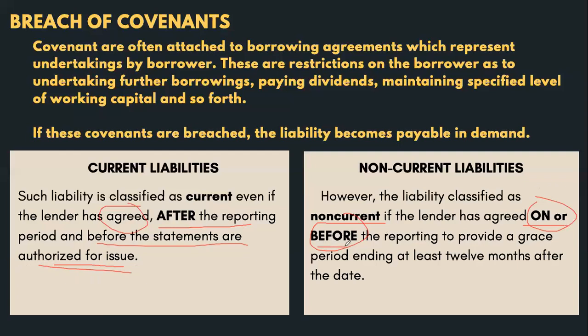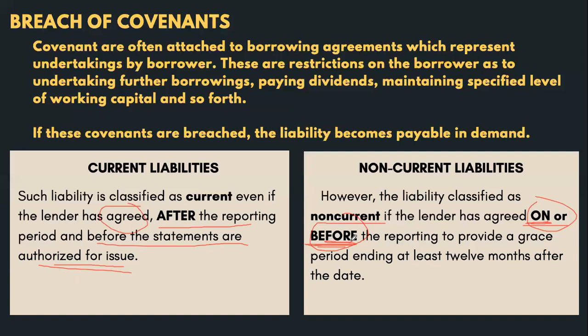Okay, di ba? For example, within the year, you breached the covenant. Automatically, the liability is payable on demand. But before the year ended, you agreed, di ba? Before the year ended, or at the end of the reporting period, before your calendar year ended, you agreed with the lender, with the bank: sige, bank, give us a chance. Okay, sige, we will give you a grace period. But you agreed on or before the reporting period, di ba? The reporting date. Before the year ended, you had already agreed.